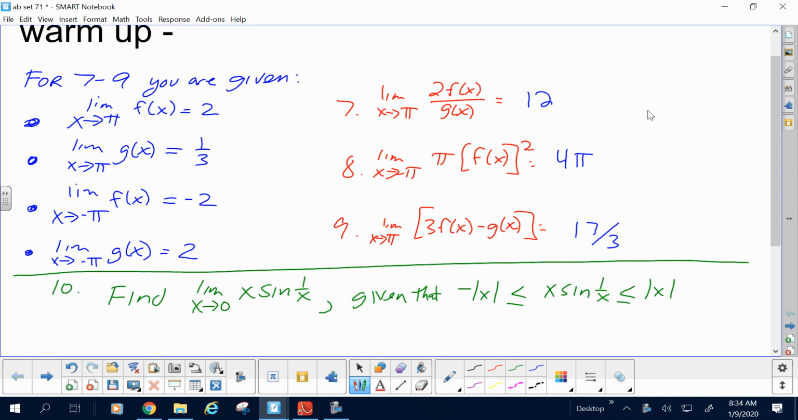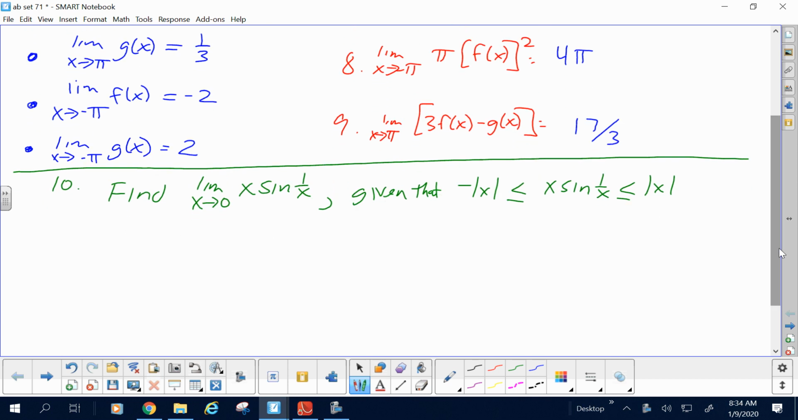Okay. The last one is more of the work justifying the answer. What's the big idea? Take the limit of all of them. The squeeze theorem. As x goes to 0. If you want the limit, that's the question.